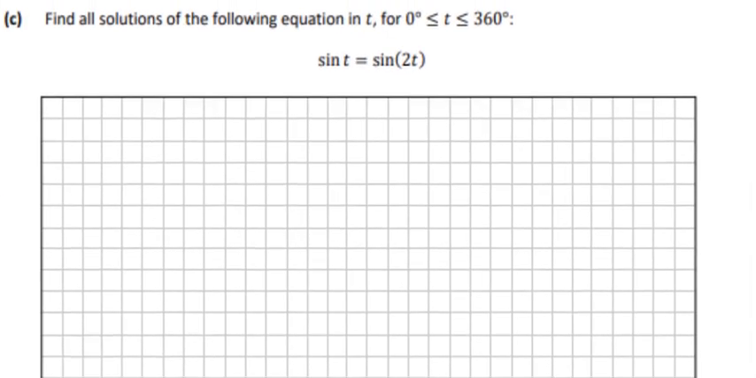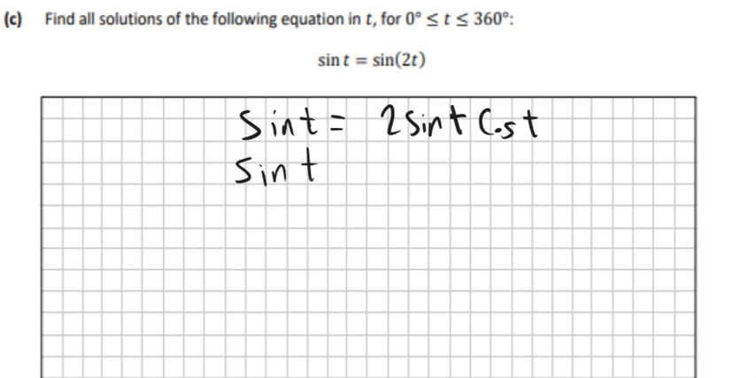Right, part C then. So we can change sine of 2t anyway into something else. So if you go to your log tables, it's the same thing as 2 sine t cos t. So that just removes the 2t in the brackets anyway. We just have all t's now. So move both things to one side. So sine t minus 2 sine t cos t equals 0. Factorize out the sine t. Should have these in brackets really.